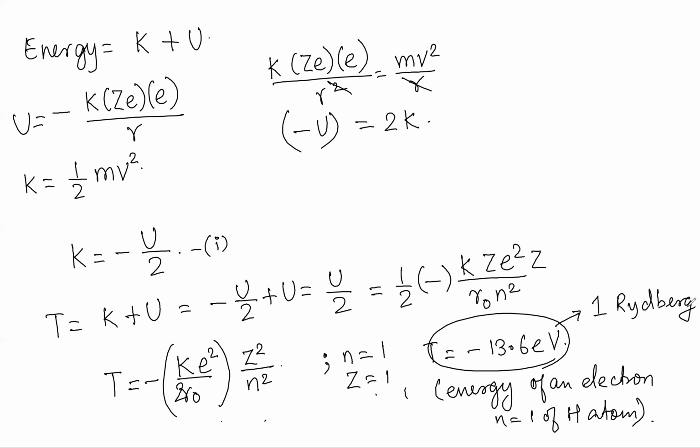Rydberg क्या होता है, इसको Rydberg क्यों बोलते हैं? It's named after Johannes Rydberg, who gave an equation of spectral lines. So that amount of energy is called as 1 Rydberg.